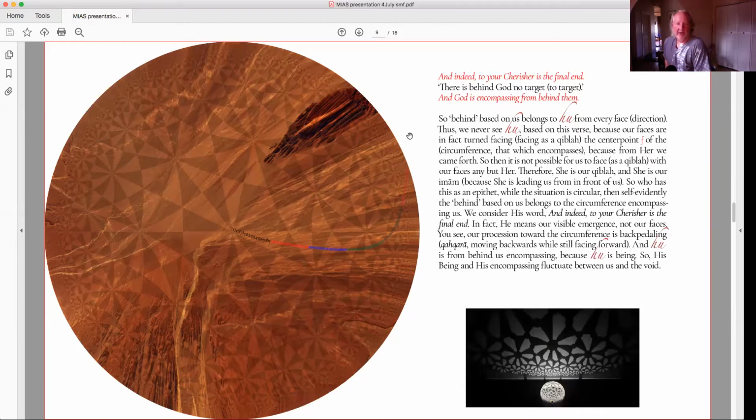So we can read this part. This journey that's taken, looking at the center point and backpedaling towards the encompassing place, looking at the last surah and moving through to the first one. Let's read that from here. So indeed, to your cherisher is the final end. And also there is behind God no target to target. So there's no casting place to target.